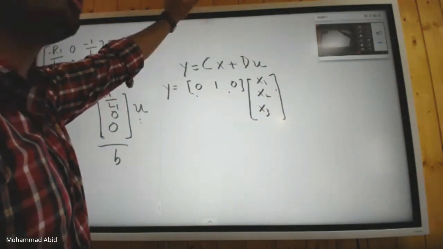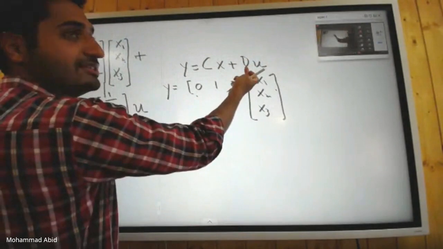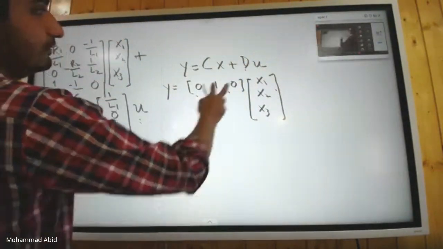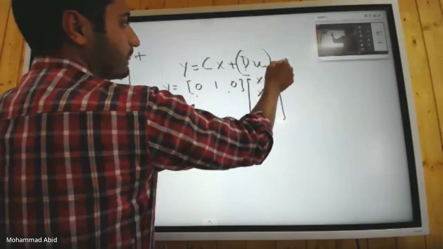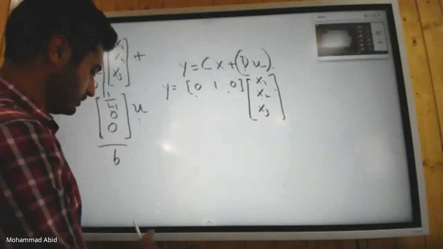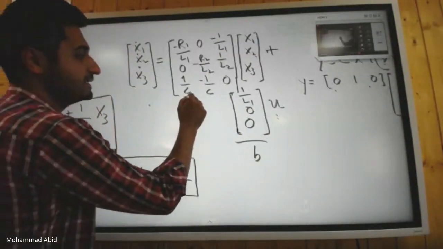However, in some situations in which there is direct relation between output and input, then we have this d term also. Otherwise, mostly for circuit analysis, you don't have this term. Okay. So this is your output equation, y is x2, and this is your state equation. That's how you fill the entries.